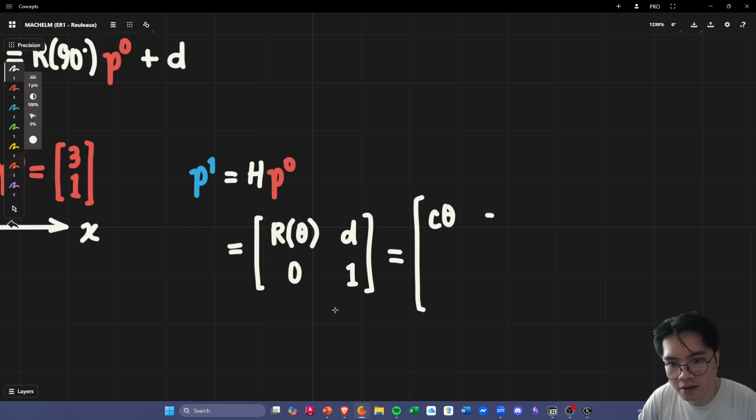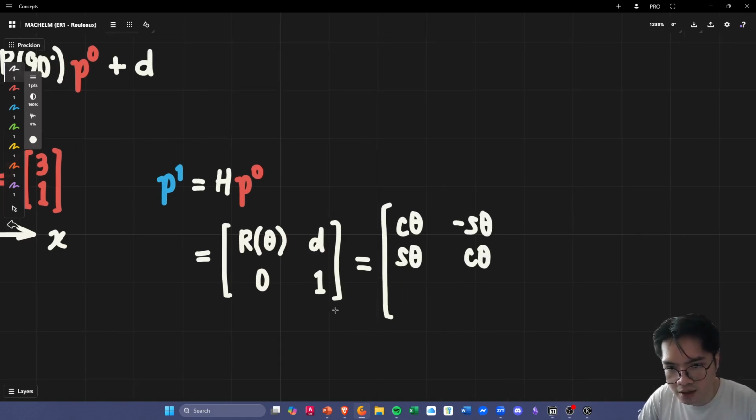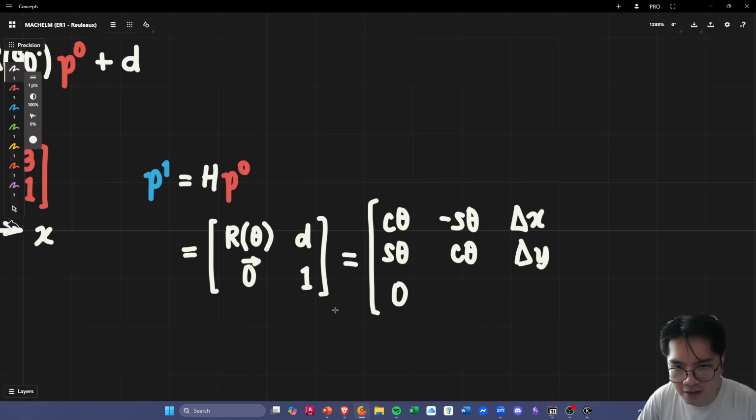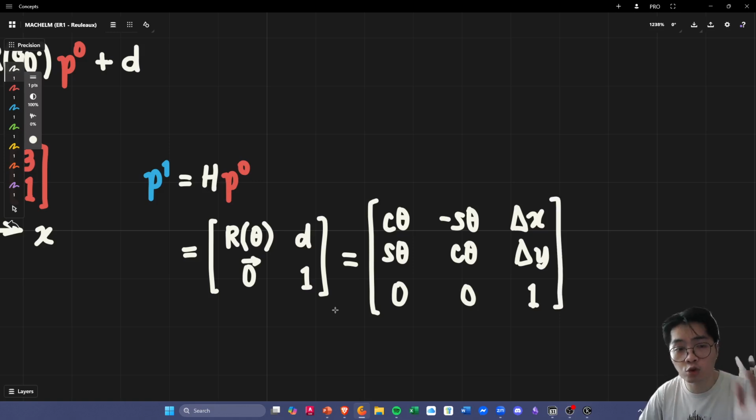Cosine theta, negative sine theta, cosine theta. And now this is your delta x and then delta y. So what is the 0 going to be in here? The 0 in here is actually a 0 vector. Literally just fill these up with zeros and this with 1. So this is your 2 by 2 homogeneous transformation matrix.